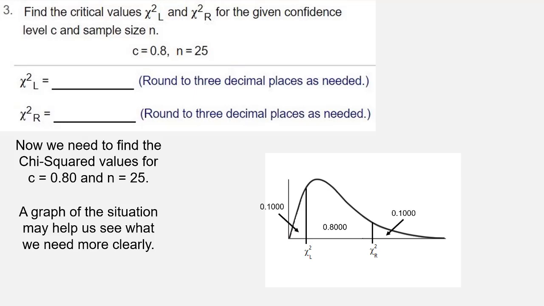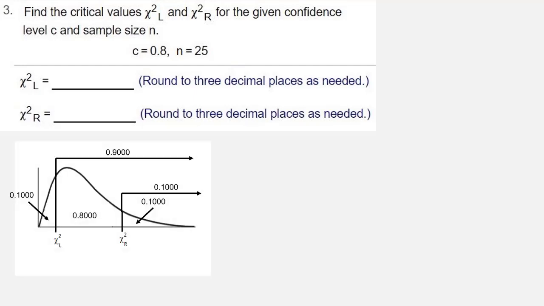When we use this chi-square distribution, we're always interested in area to the right, so we'll start with chi-square L. The area to the right of chi-square L is the central area of 0.8000 and the right-hand tail of 0.1000, which is a total of 0.9000. The area to the right of chi-square R is just the right-hand tail, which is 0.1000. We'll keep that as a reference and ask our questions.